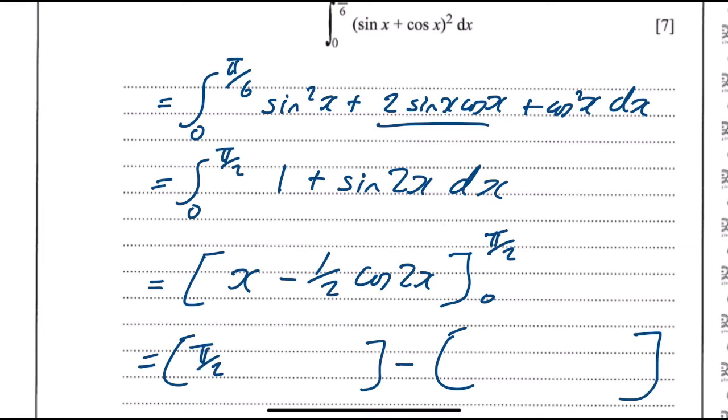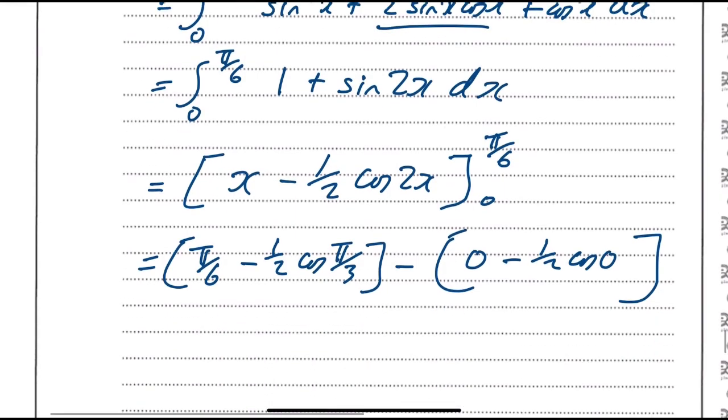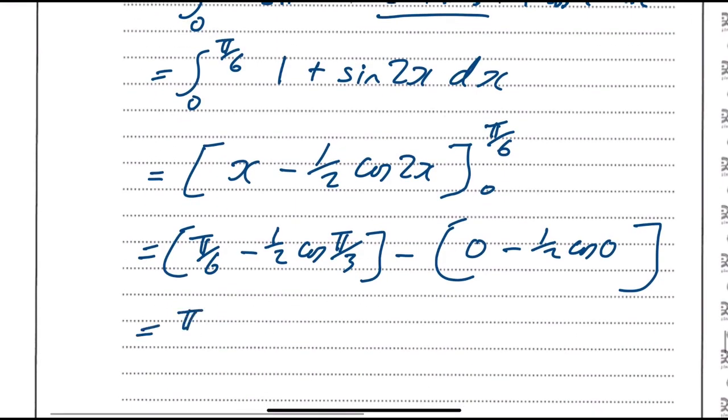Sorry, it's not pi over 2 at all. It's pi over 6. Apologies, pi over 6. Change that there. Pi over 6 and pi over 6. That's now pi over 6 minus a half times cos of pi over 6 times 2, which is pi over 3. And over here, it's just going to be 0 minus a half of cos of 0. Cos of pi over 3 is a half, times a half will be a quarter. So that's what we've got there.